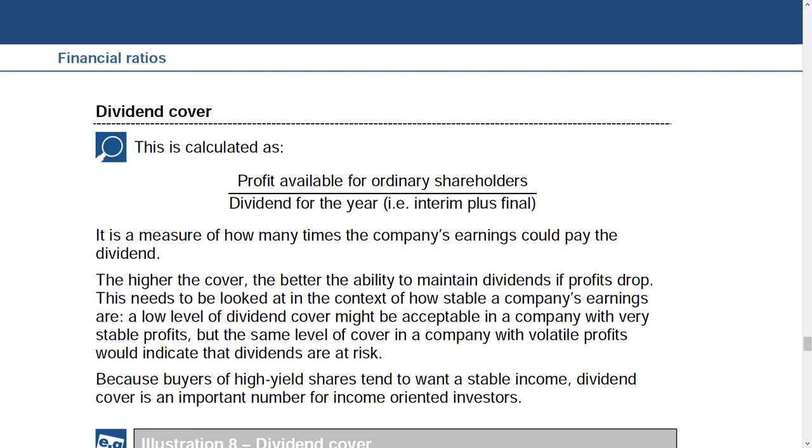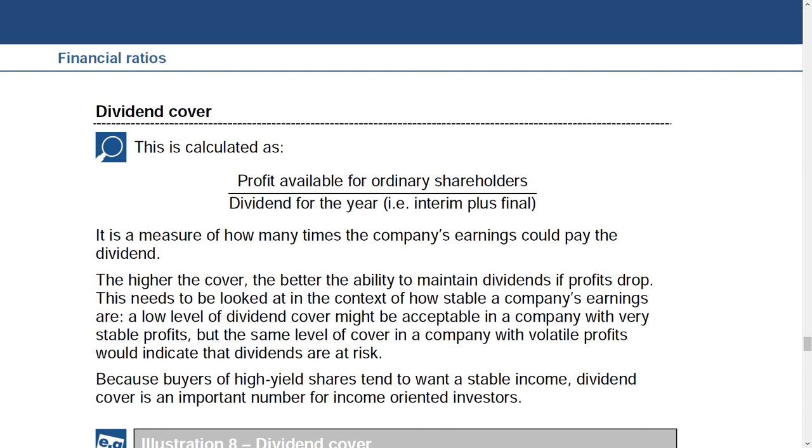It is a measure of how many times the company's earnings could pay the dividend. How much of the earnings you can use to pay the dividend. The higher the cover, the better, because you can maintain the dividend if profit drops. Right? If the cover is high, that means even if the profit drops, you can maintain that dividend.